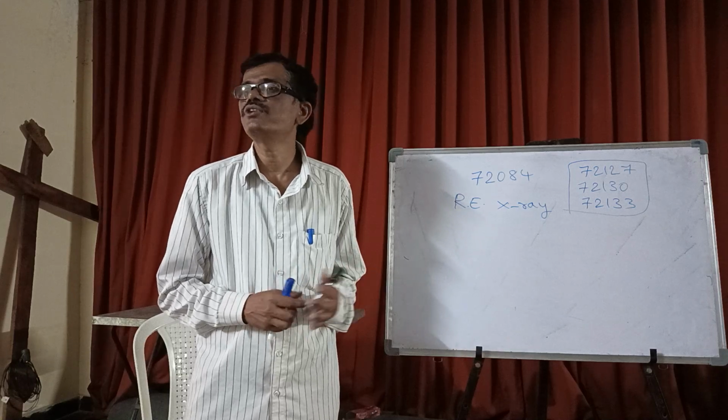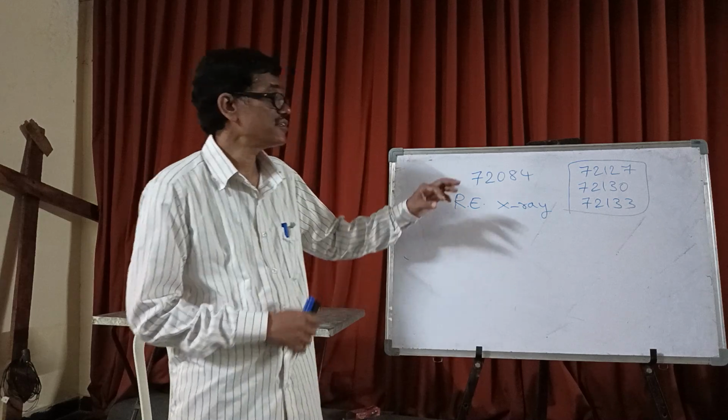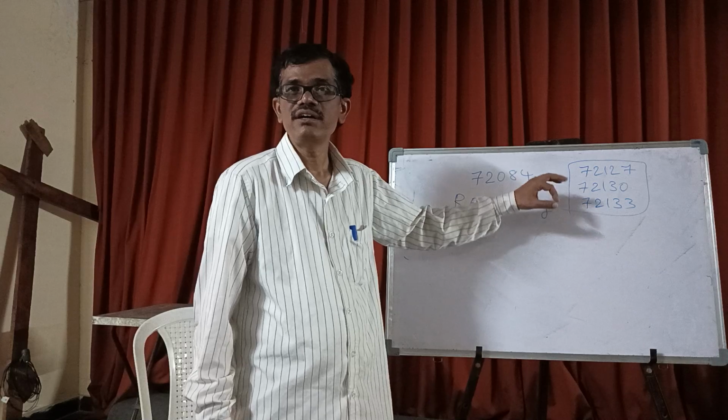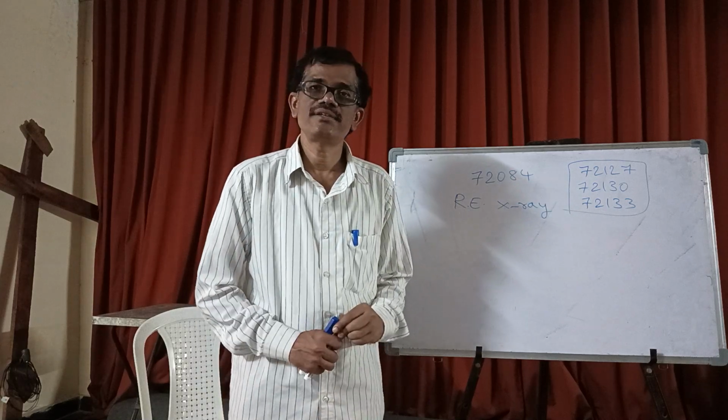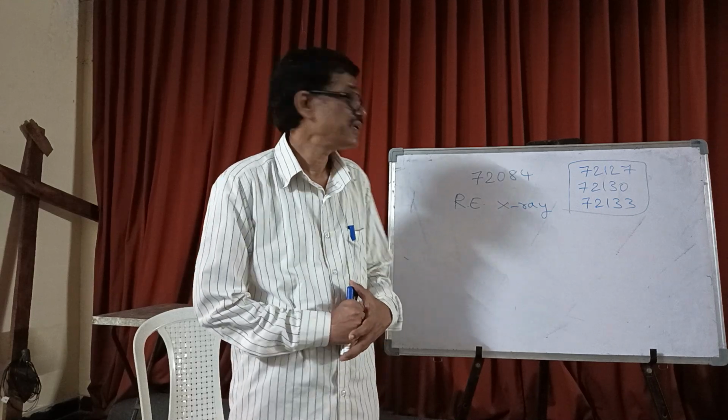So will you give only 1 number or 3 numbers? You have to give 3 numbers. What are the 3 numbers? 72127, 72130, 72133. We have done something like this earlier also. We'll get back to the previous page.